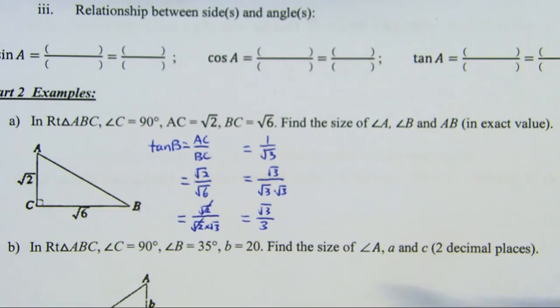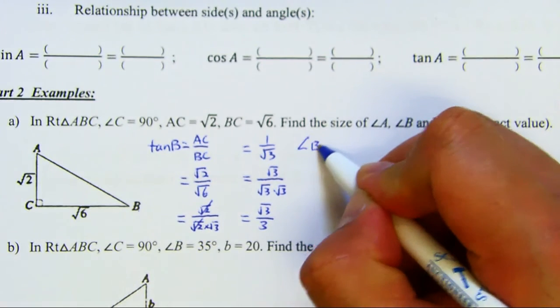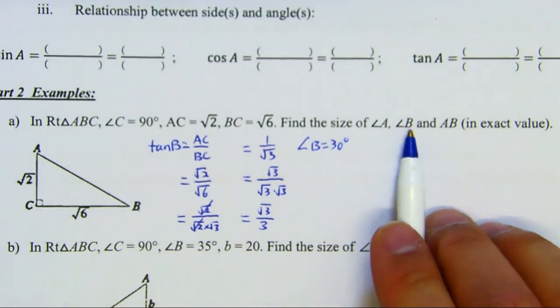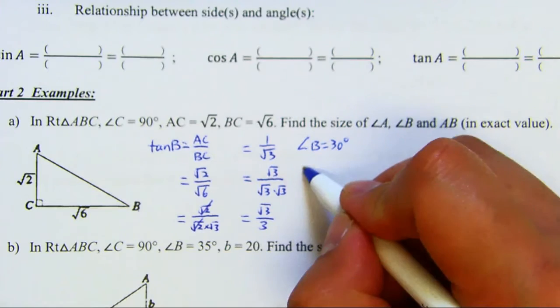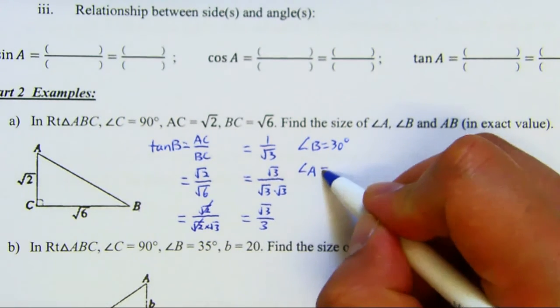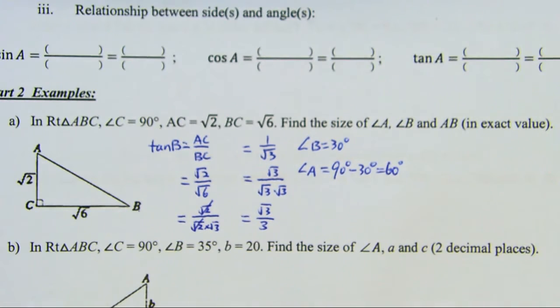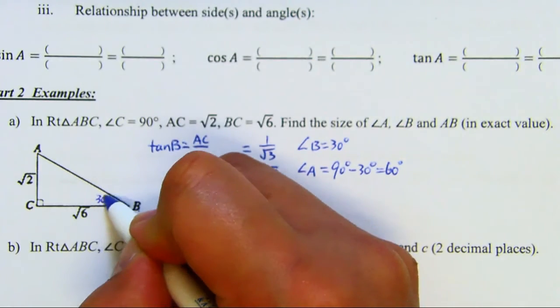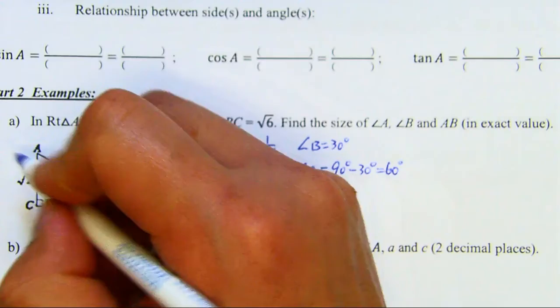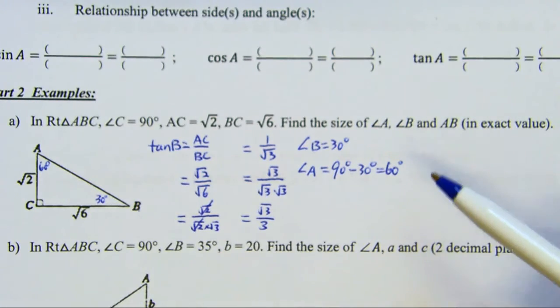Now, according to the special angle value, if tangent B equals square root 3 over 3, then B should be 30 degrees. So we know angle B is 30 degrees. Now, if we know angle B is 30, we can know angle A easily, because angle A is 90 take away 30, which is 60 degrees. After we worked out all the angles, we know angle B is 30 degrees and angle A is 60.